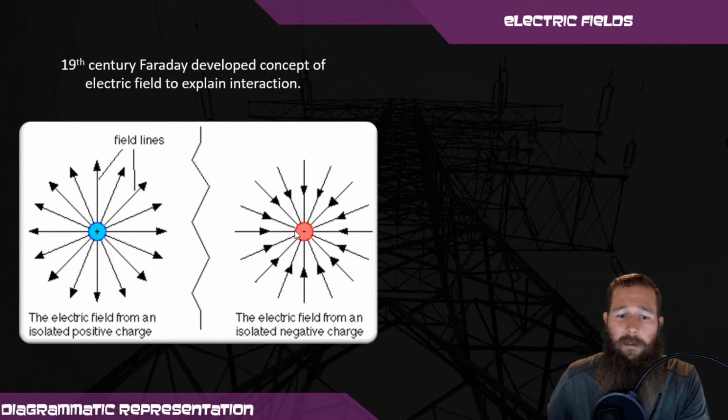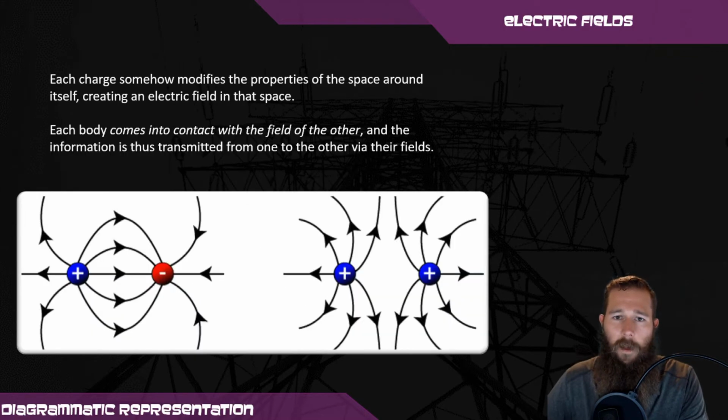Alternatively, when we have a negative charge, if we put a positive test charge in the vicinity of this particle, that arrow suggests the direction that the particle will go, like if it was released, and because they're opposite charges, it will be an attractive force, meaning it will go towards that particle. Now when there are two bodies in the vicinity of each other, each charge modifies the space around it, creating an electric field in that space, and they influence the field of the other particle.